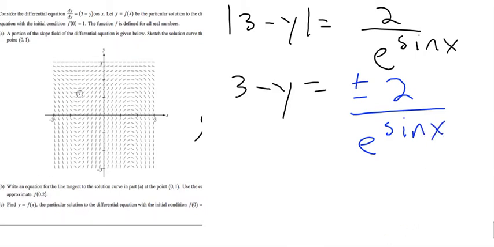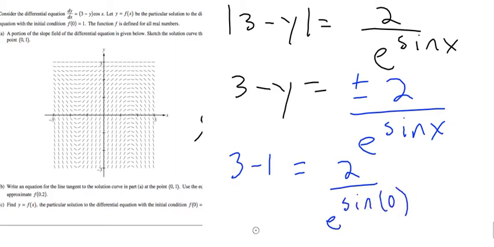Imagine we plugged in our initial condition of 0, 1, and let's say we left it as plus. So we would have 3 minus 1 equals 2 over e to the sine of 0. Right away, we can see that the left side has a value of 2, so we need the right side to have a value of 2 as well. If we have negative 2 in the numerator, we're going to have negative 2 divided by e to the sine of 0. Since sine 0 is 0, e to the 0 is 1. I think 2 over 1 is going to be good. If we use a negative here, then we've got 2 equals negative 2.